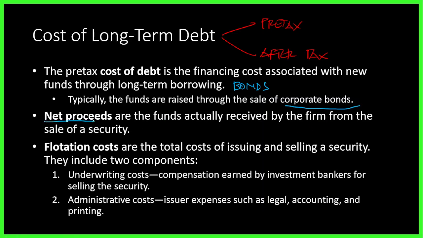Now, what are net proceeds? These are the funds actually received from the sale of the security. Okay, so when we say actually receive, eto na yung mapapakinabangan mo. For example, a bond with a face value of let's say 1,000 was sold for 900, but then you have to pay other costs, like your flotation cost, may admin cost yan, and so on and so forth. So you have to reduce that 900 pesos for every 1,000. So that's your net proceeds.